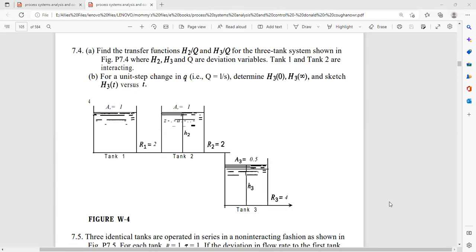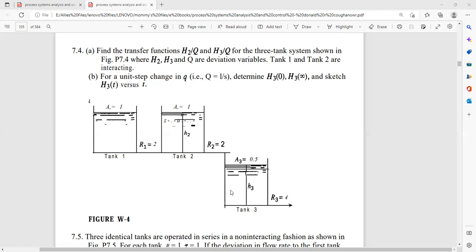Now, I hope you can see already problem 7.4. Now, this is a combination already of the two systems that we have discussed yesterday. I say it's a combination because in the first two tanks in here, you have interacting connection. And in the third and the second tank, you have non-interacting connection. So these two are interacting while the last two are non-interacting.